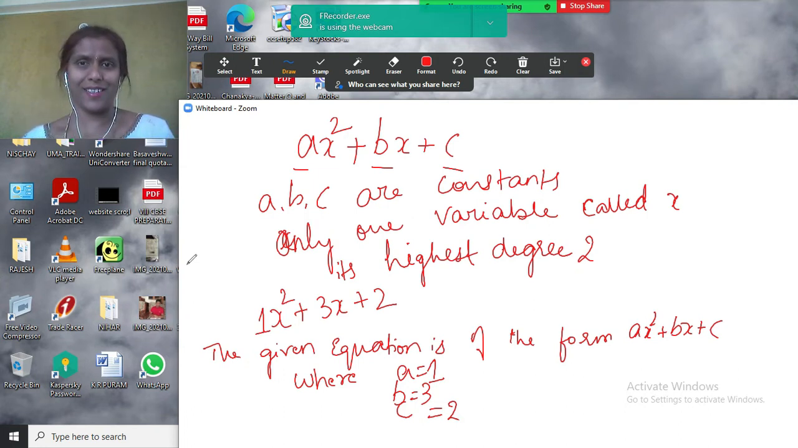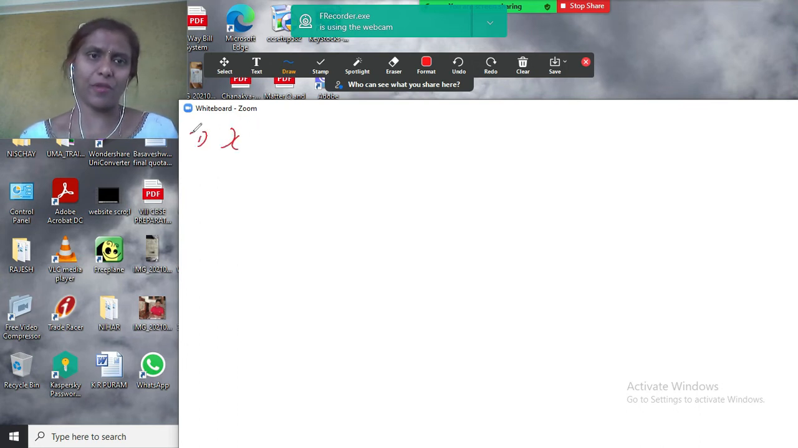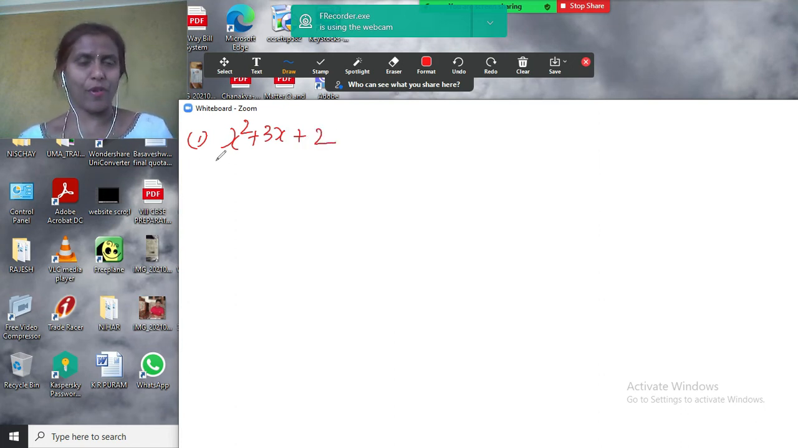Now we are going to form a few other equations. Let me take the first equation I gave you. The first one is x squared plus 3x plus 2. Now write down that this equation is of the form x squared plus bx plus c. This is step 1.